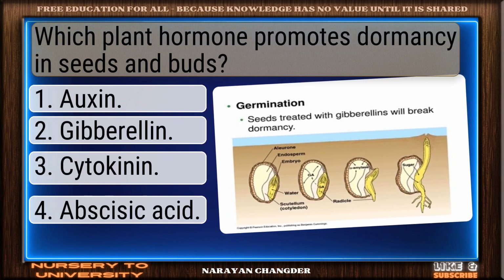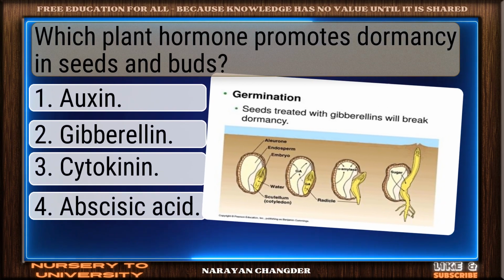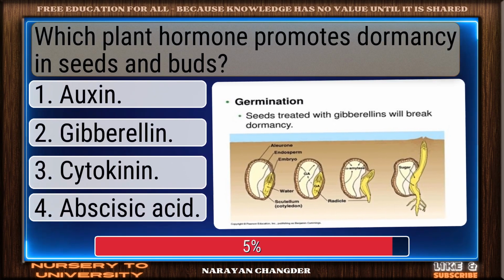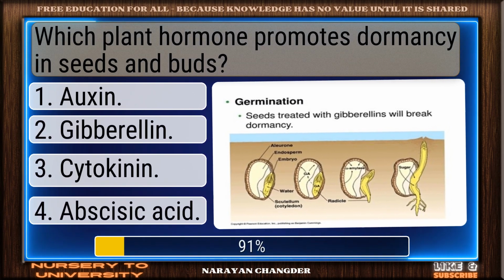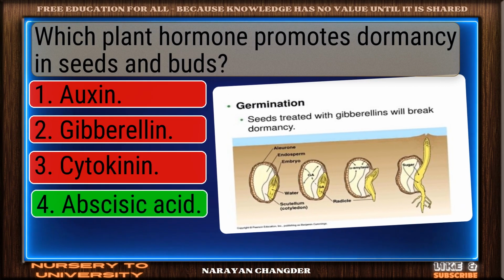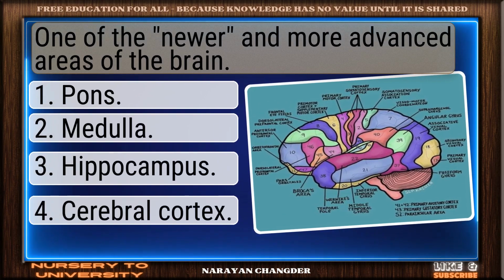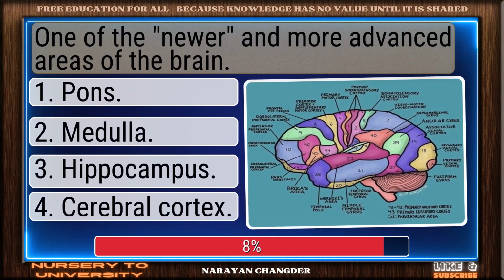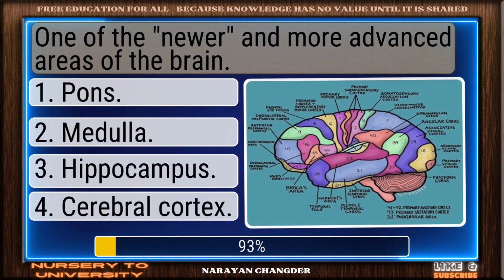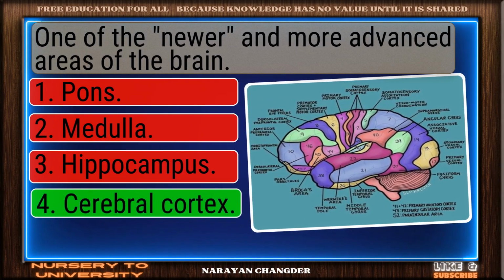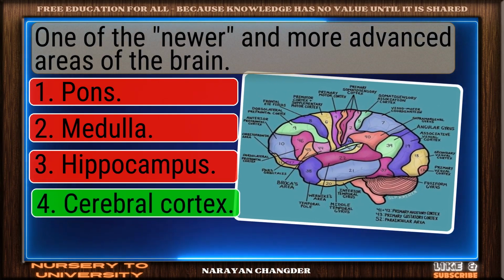Which plant hormone promotes dormancy in seeds and buds? Solid response. Abscisic acid is valid. One of the newer and more advanced areas of the brain. Strong choice. Cerebral cortex is right.